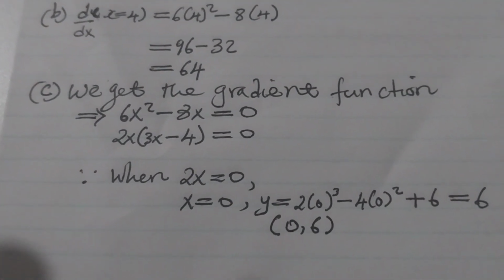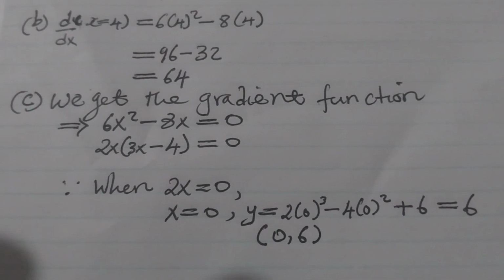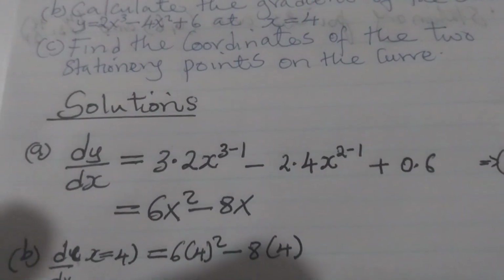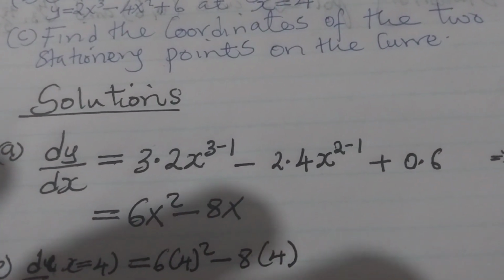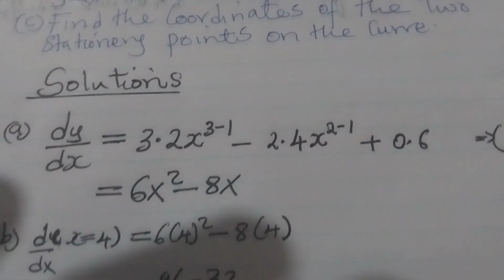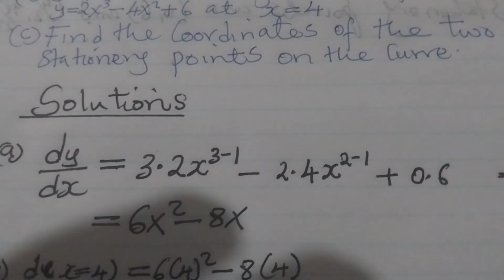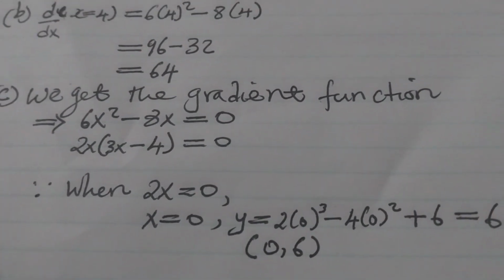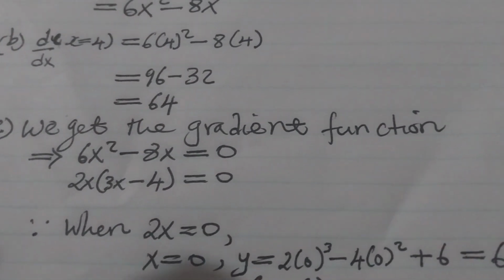In getting the two stationary points, we are going to use the gradient function. Remember, in number A, the gradient function of the curve, we got it to be 6x squared minus 8x. So we are going to equate the answer that we got in number A to 0.